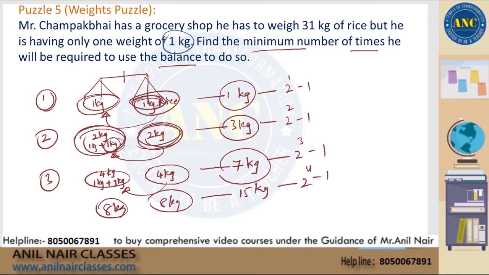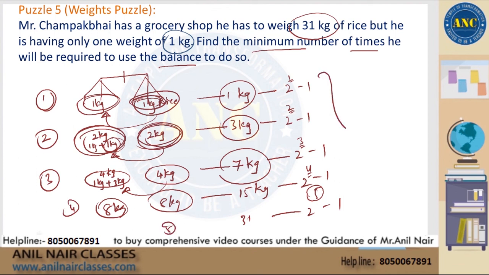What are you able to get? For the first weighing, second weighing, third weighing, fourth weighing. So if the question asked is 31 kg of rice, you can immediately say for this to be 31, this has to be 2 to the power of 5 minus 1. So you require 5 weighings. In this case, this is that fourth weighing and the next one will be the fifth weighing.